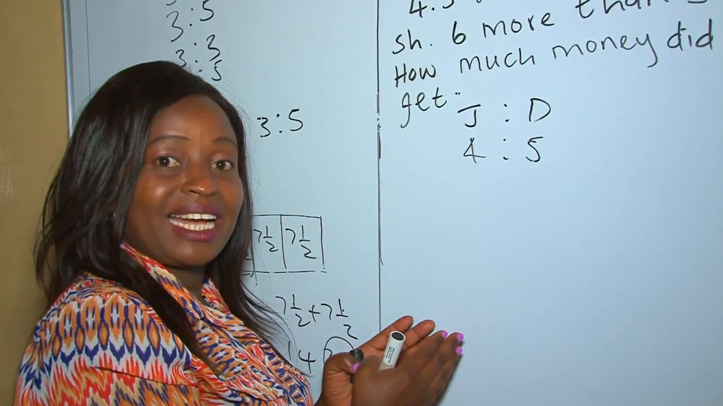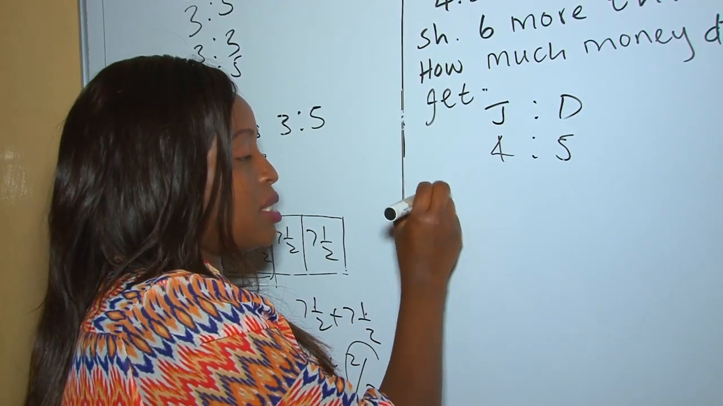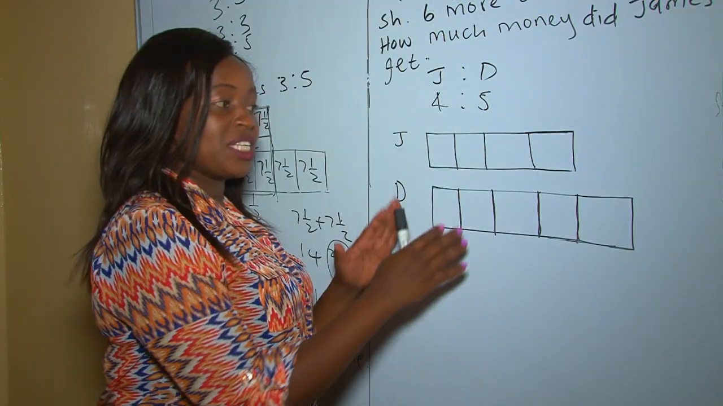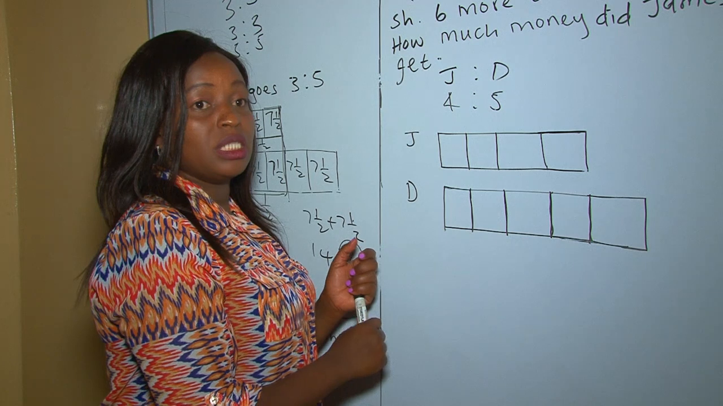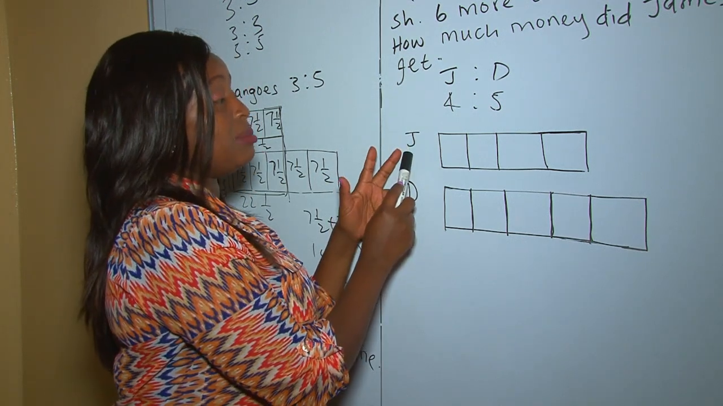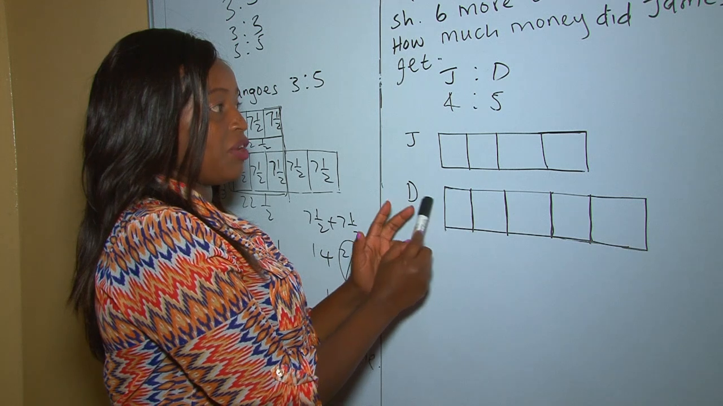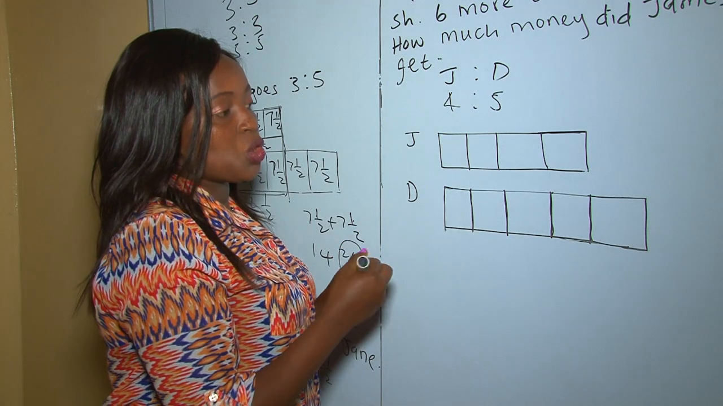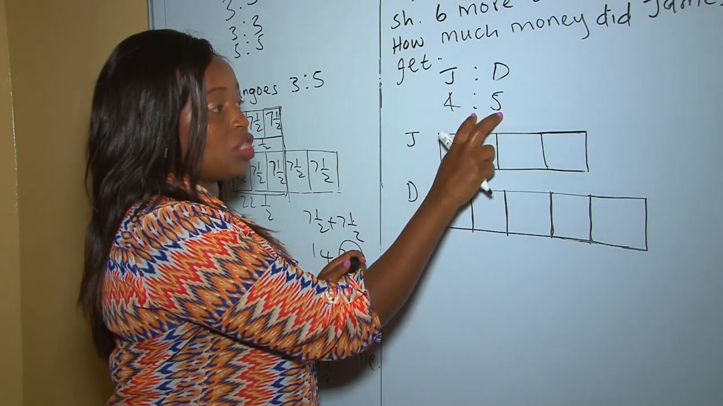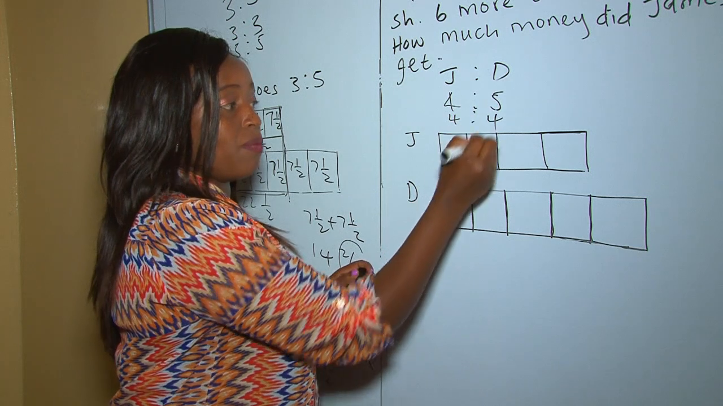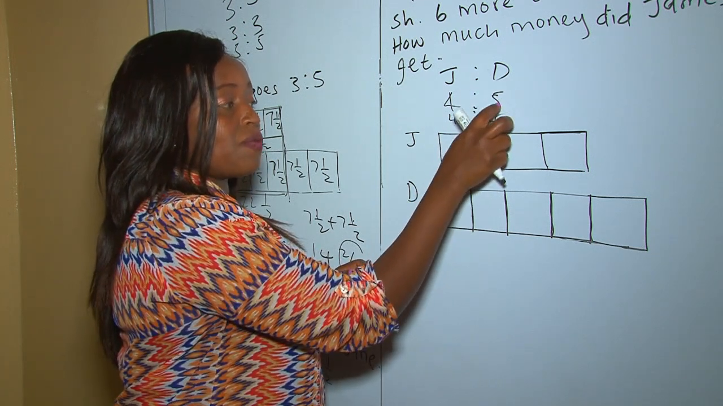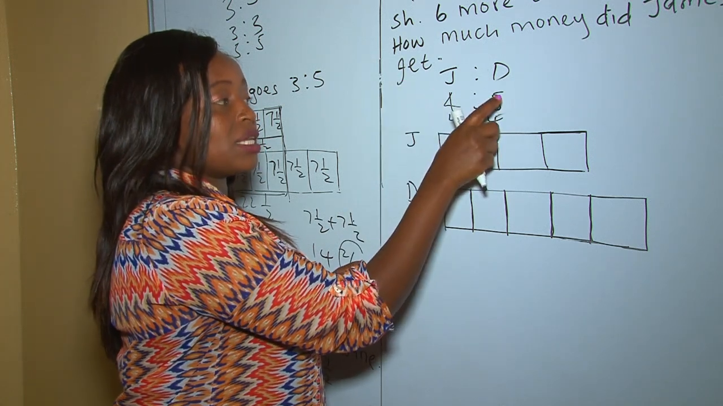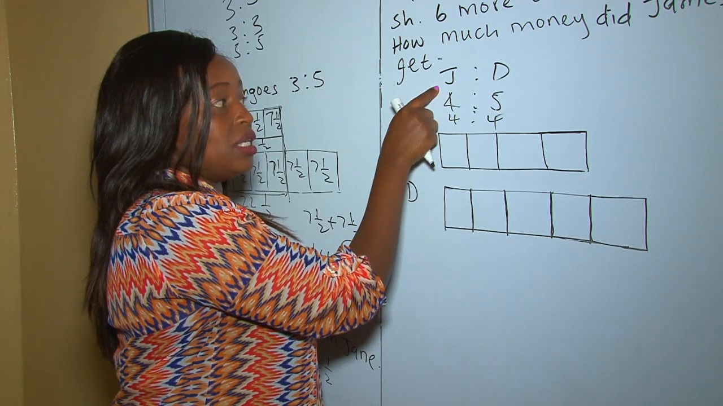Let's start by using the diagram to represent this information in terms of parts. James got 4 parts, David got 5 parts. And we have been told in the question that David got 6 more. As you can see, if they got equally, they would have gotten 4:4. But now 5 makes James get 1 less than David, and also makes David get 1 more than James.